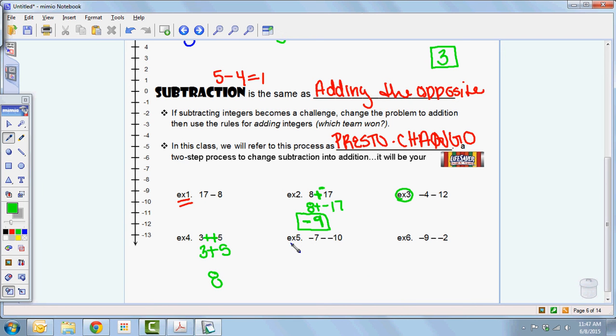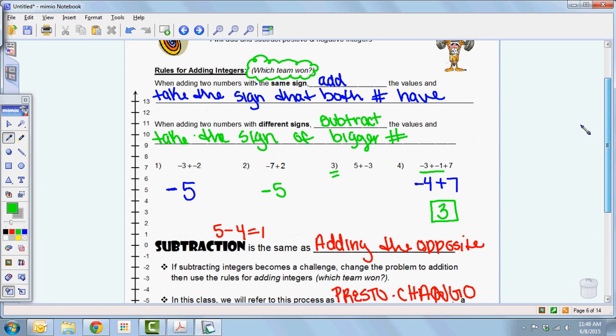Okay, I'm going to try one more with you. Again, I see minus a negative. Negative 7 minus a negative 10. Presto Change-o. If I wanted to rewrite this, I have negative 7 plus 10. Now, it's an addition problem that I can follow my rules for, I have different signs, so I'm going to subtract them. So I get 3, and then the bigger number is positive, so my answer is positive. All right, go ahead and try example 6 on your own, and then you should be good with how to add and subtract integers.